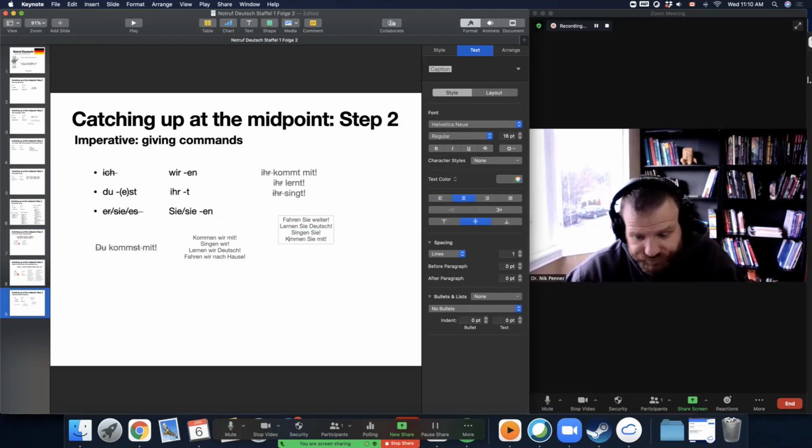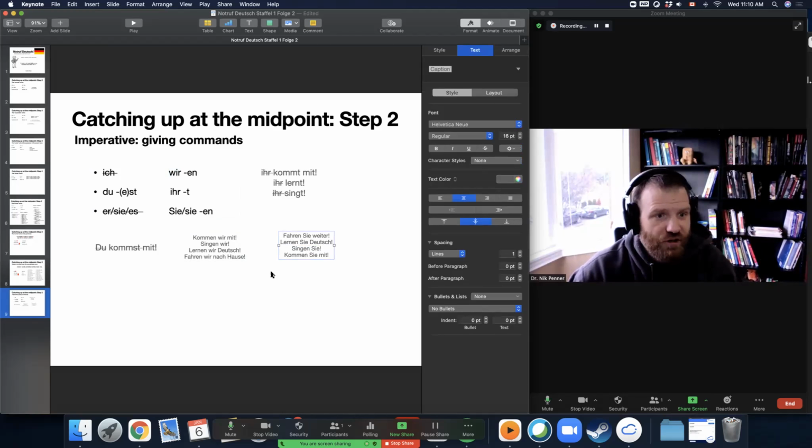That's all there is. So I know it's a lot of information, but hopefully this can bring some clarity to German verbs in the present and the simple past tense.